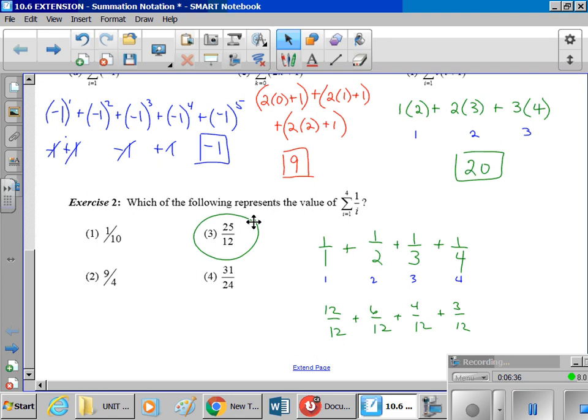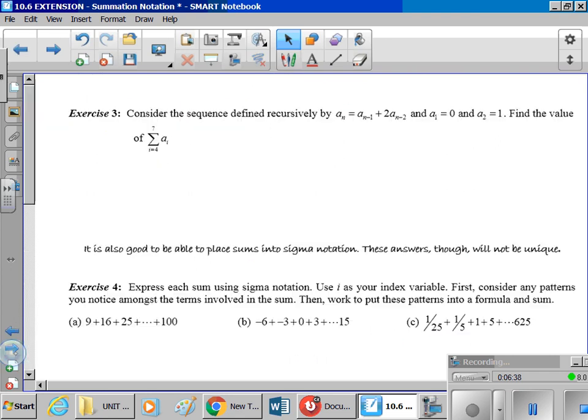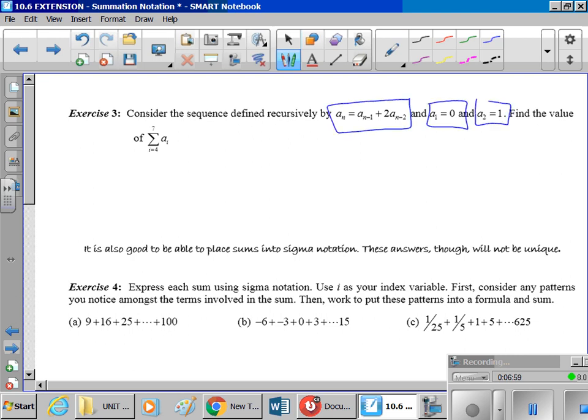All right, moving on. Exercise 3. Consider the sequence defined recursively by a sub n is equal to a sub n minus 1 plus 2 times a sub n minus 2. So a sub n is equal to the previous term plus 2 times the term before that. And in this case, they have to give us both terms at the beginning to find the third term. So they give us this, they give us this. Again, make sense of it.